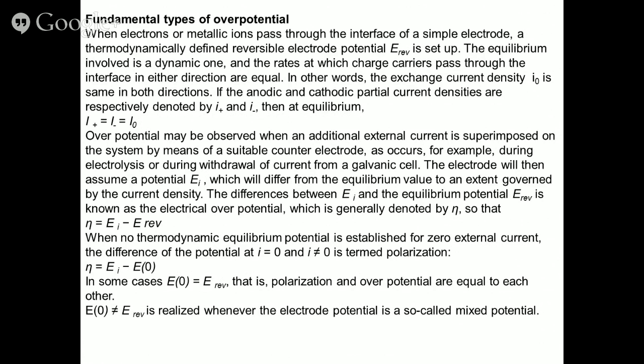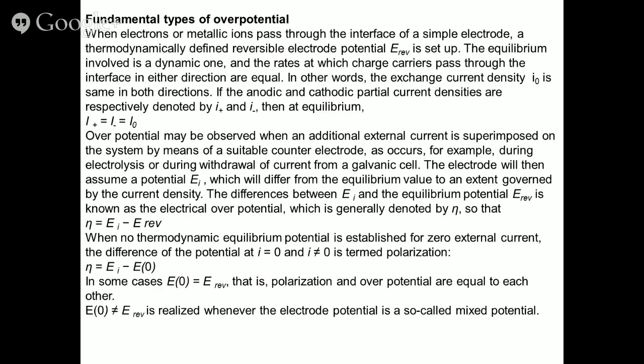Overpotential may be observed when an additional external current is superimposed on the system by means of a suitable counter electrode, as occurs, for example, during electrolysis or during withdrawal of current from a galvanic cell. The electrode will then assume a potential EI, which will differ from the equilibrium value, E reversible, to an extent governed by the current density. The difference between EI and the equilibrium potential E reversible is known as the electrical overpotential, generally denoted by eta, so that eta is equal to EI, the assumed potential under the conditions, minus E reversible.